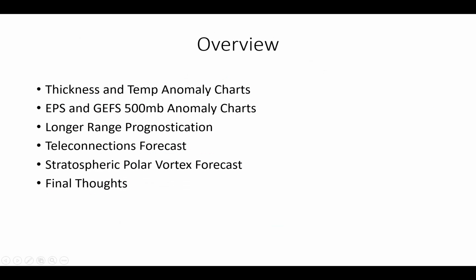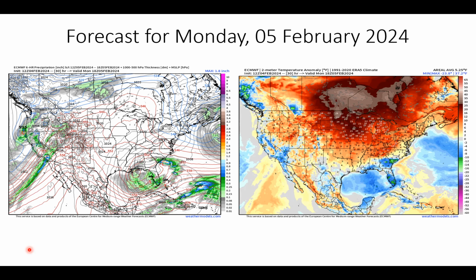Today's overview will be the same as the previous videos. We will take a look at the thickness and temperature anomaly charts, the forecasts, the European, the EPS, as well as the GEFS 500 millibar anomaly charts. Then we'll move into the longer range prognostication, teleconnections forecast and how they may tie in with the longer range prognostication, the stratospheric polar vortex forecast, and finally, to end tonight's video, final thoughts.